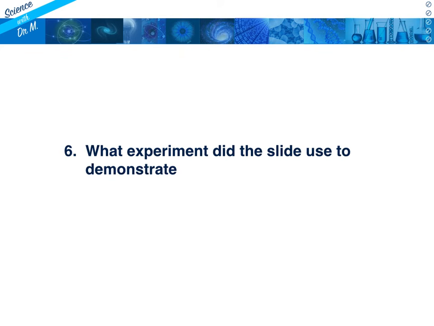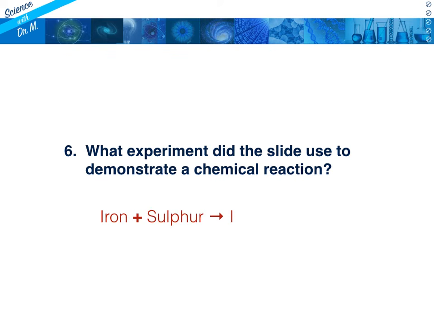Okay, question number 6. What experiment did the slide use to demonstrate a chemical reaction? So a few slides ago, what experiment did we use to demonstrate a chemical reaction had taken place? Classic experiment. The answer is iron plus sulfur gives iron sulfide. That's the iron sulfide experiment, and we all use it to demonstrate the difference between elements and compounds and to demonstrate chemical reactions have taken place.